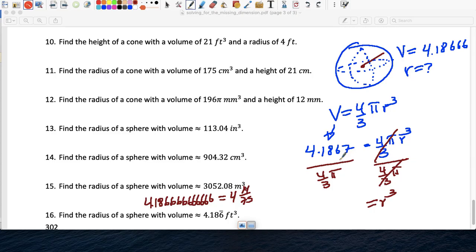So 4.1867 divided by 4/3 pi, and you're going to get 0.9995, which is just 1. Actually, let me not round. What am I talking about? So the answer is 0.99951, and then if you take the cube root of that, you get 1. If you take the cube root of this and the cube root of this, r equals 1.